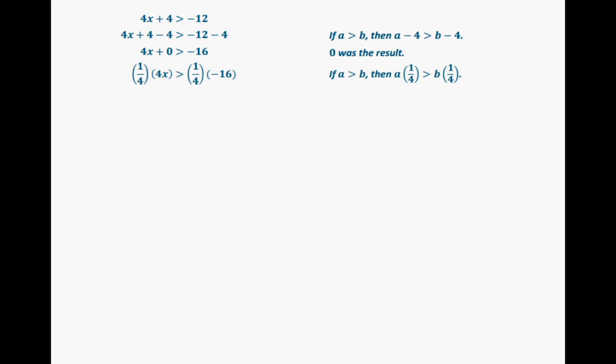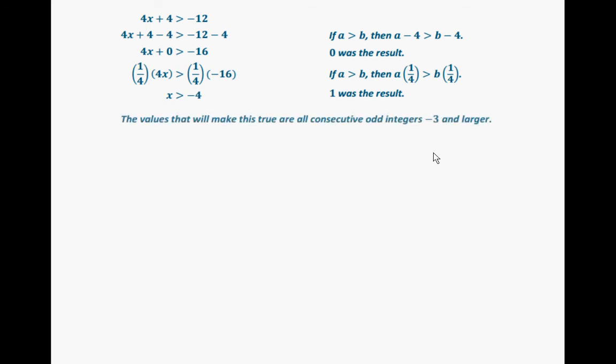So the next part then would be to either divide by 4 or multiply by 1/4. Because again, if a is greater than b, then a times 1/4 is still going to be greater than b times 1/4. So we end up with x is greater than negative 4, because 1/4 times 4 is 1. So the values that will make this true are all consecutive odd integers that are negative 3 and larger.